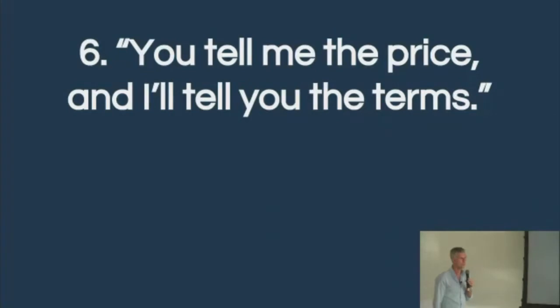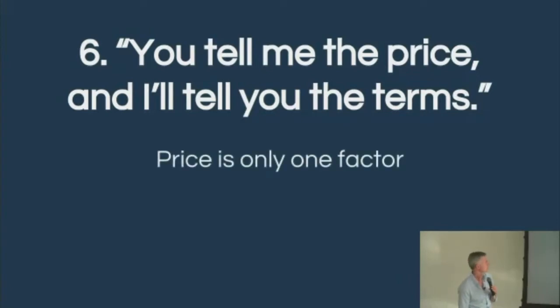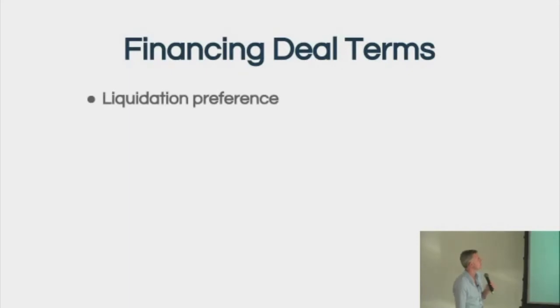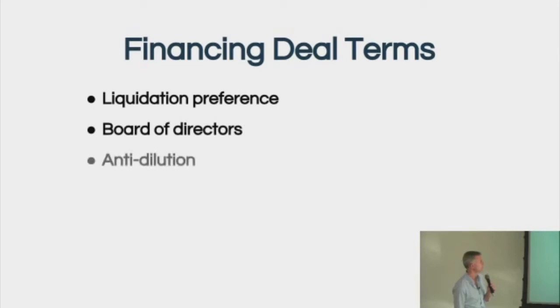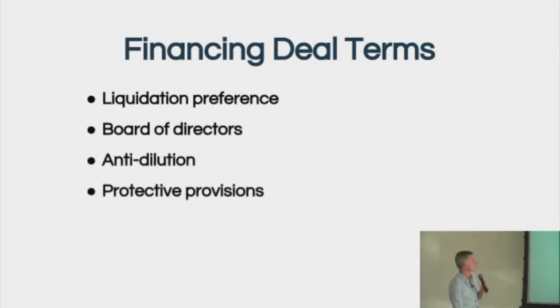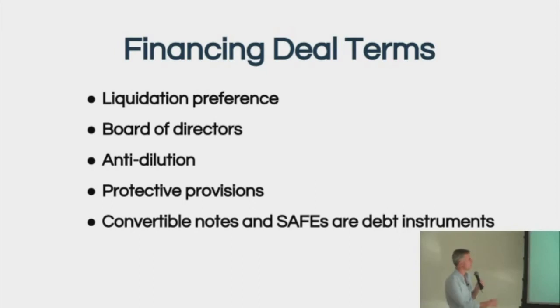Okay, and then there's a whole bunch of other stuff that goes into the deal beyond the valuation. Everyone gets very caught up in the valuation, but price is actually only one factor. Even if you get a great valuation, you may have terrible terms. So here are some terms. I am not going to go in depth, but liquidation preference, who's on the board of directors, anti-dilution clauses, protective provisions. Convertible notes and SAFEs are actually debt, which means if the company goes bankrupt, those people get paid first before the equity holders. So there's some stuff that can happen if you get into trouble.